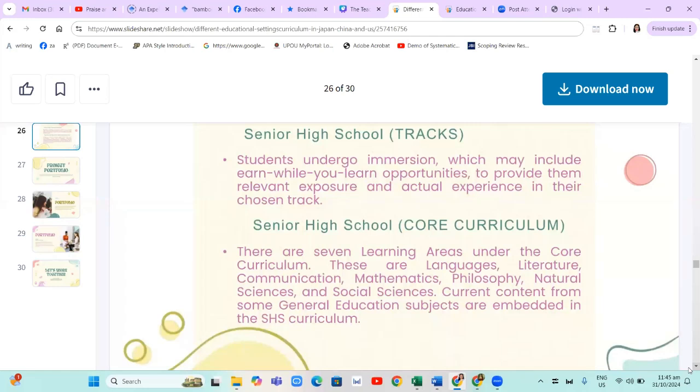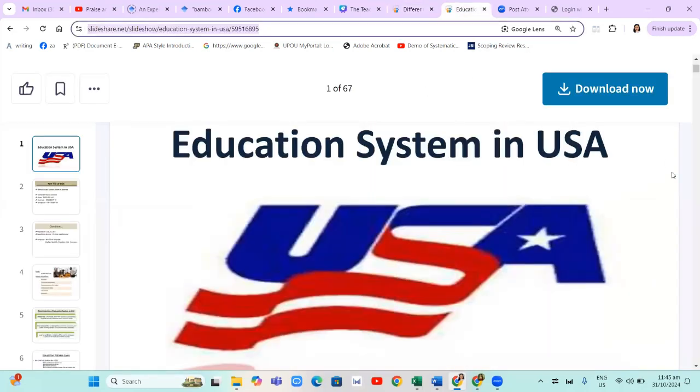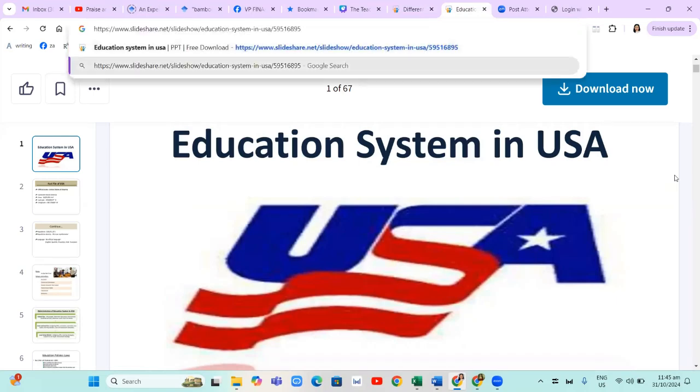In the senior high school core curriculum, there are 7 learning areas: languages, literature, communication, mathematics, philosophy, natural sciences, and social sciences. Current content from some general education subjects is embedded in the senior high school curriculum. So this is the K-12 curriculum of the Philippines. Let us now look at the education system in the USA.